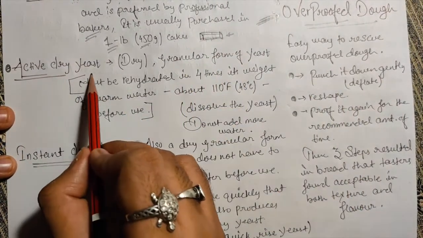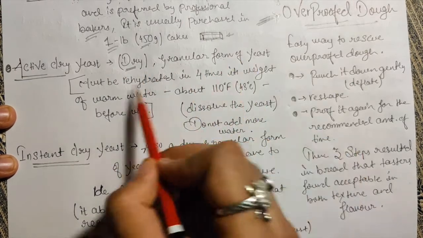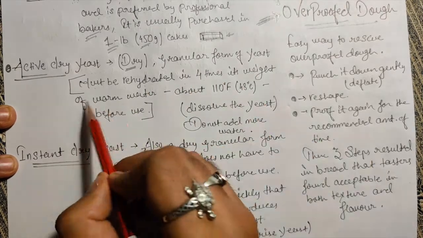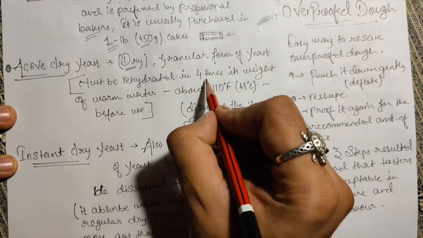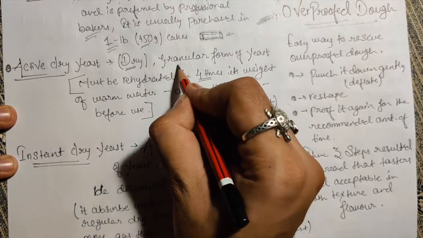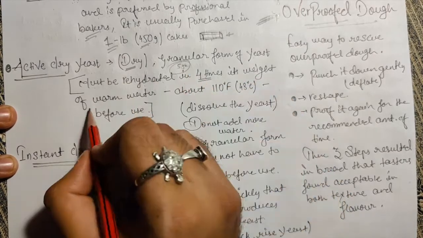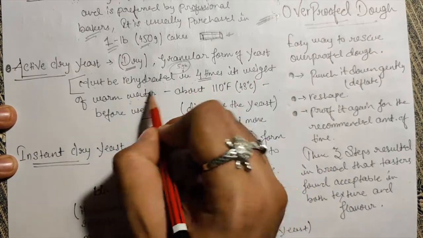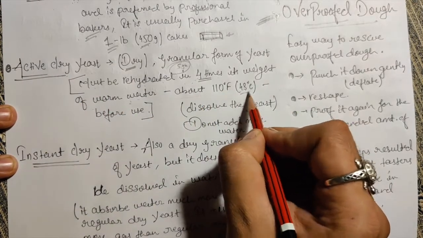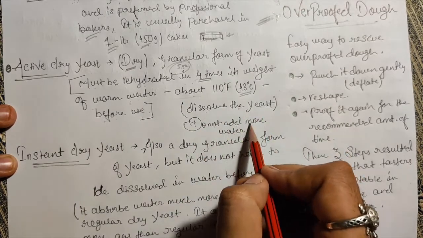Let's see the active dry yeast. Dry in nature, a granular form of yeast, it must be rehydrated in 4 times its weight of warm water. See, this is very important. 4 times its weight means if you're taking 5 gram, then you have to add 4 times of this in warm water. About 43 Celsius before we use. Dissolve the yeast. Do not add more water.